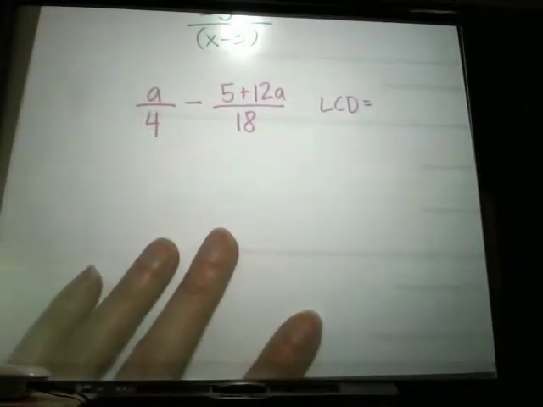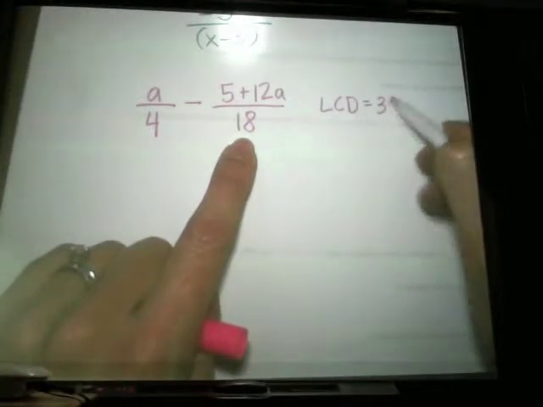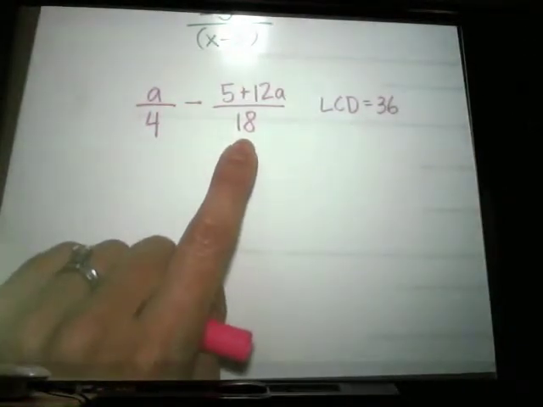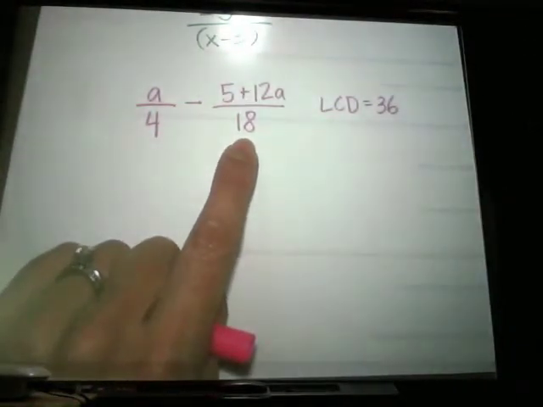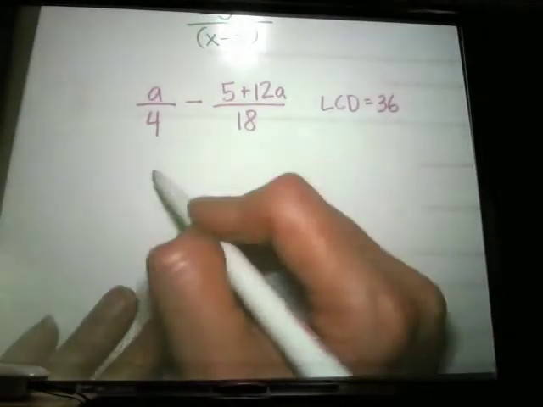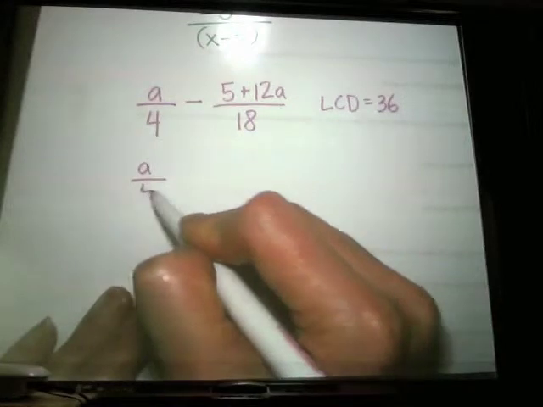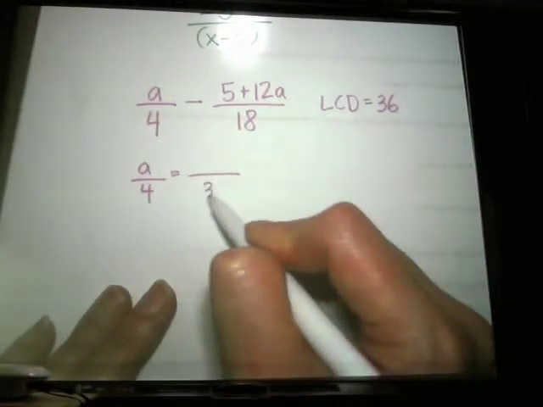Brian? Good. Again, start with your biggest number. If you have trouble, 18, start listing multiples. 18, that doesn't work for 4. 36, oh yeah, that works for 4. There it is.